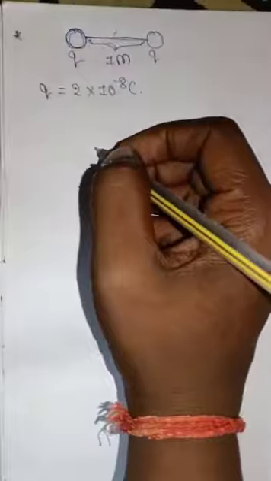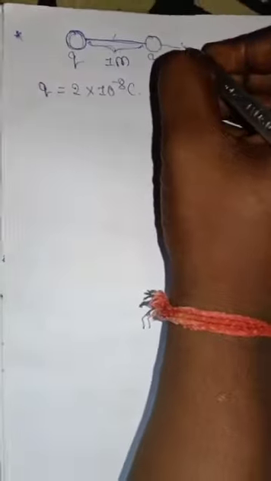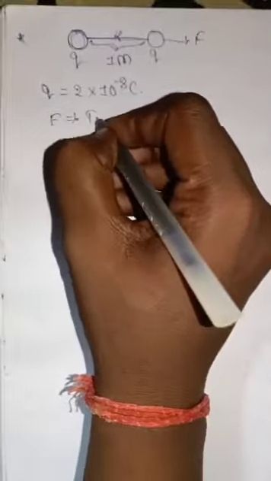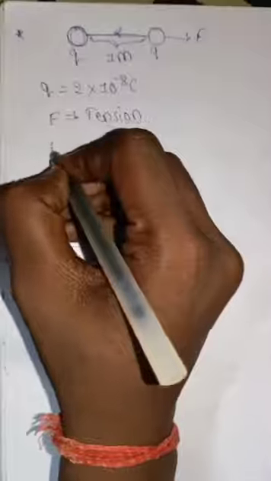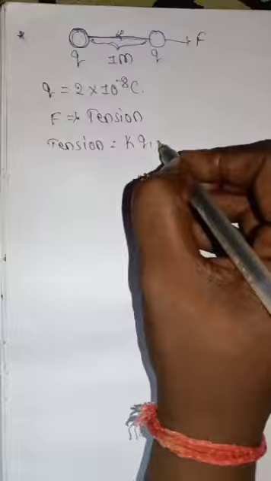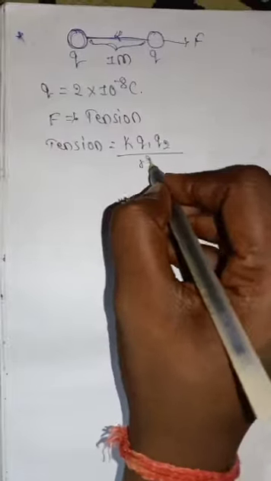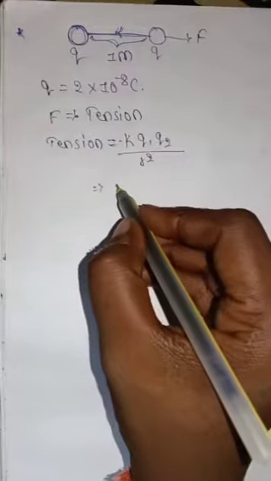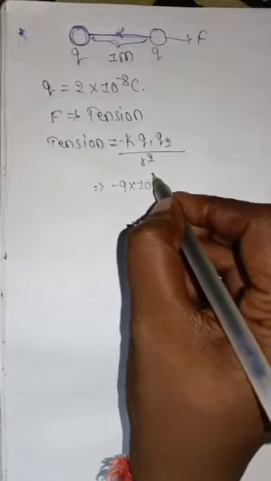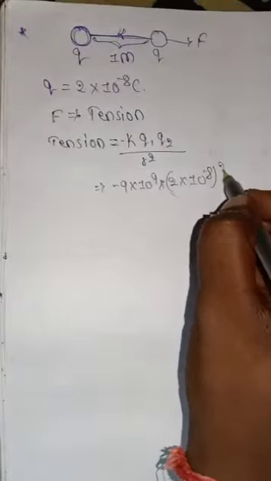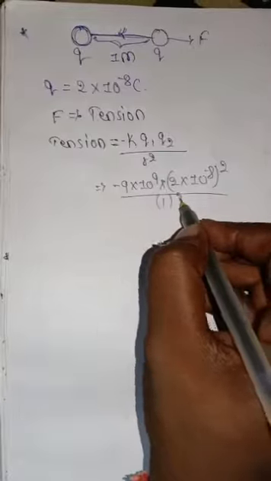So they asked to find the tension in the string, which is nothing but the electrostatic force, because both will act opposite to each other. So F is equal to tension. So the tension will become k Q1 Q2 divided by r square, right? Along with a negative sign. That is 9 × 10^9 × (2 × 10^-8) whole square divided by 1 whole square.